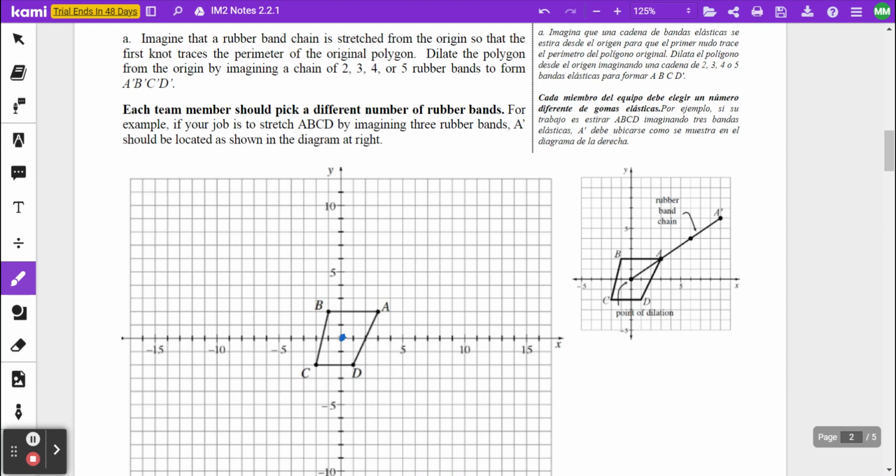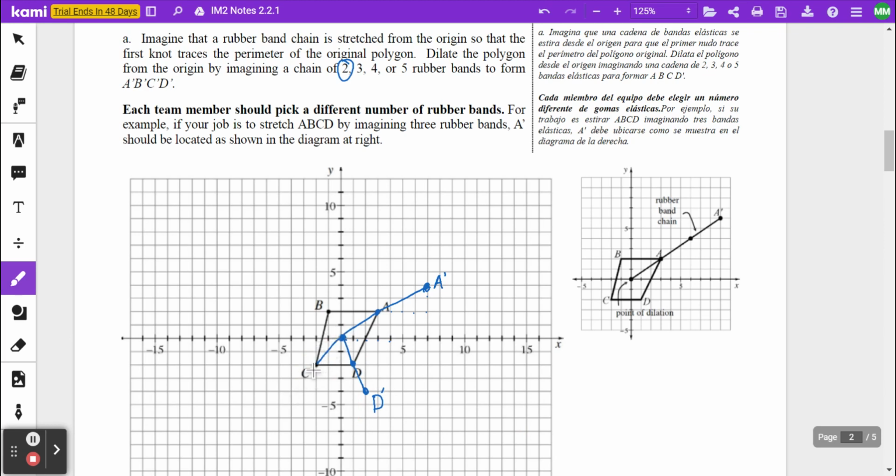I will start with a chain of 2. Okay. So first rubber band hits A, and then the second rubber band goes, see the same over, 1, 2, 3, 4. 1, 2, 3, 4. 2. So there I would have A prime. And now I'm going to do 2 rubber bands again, so down to D. That same distance and direction. Here's D prime.